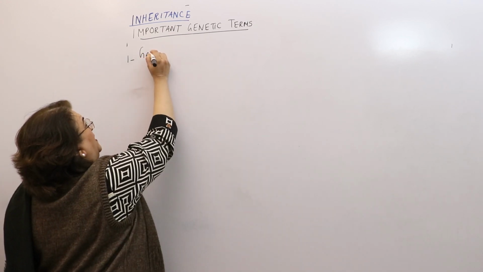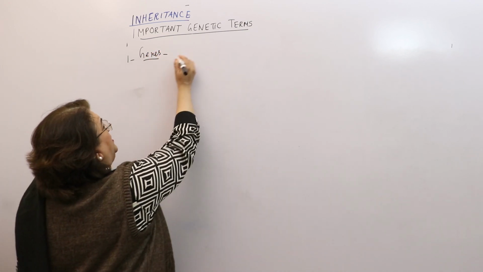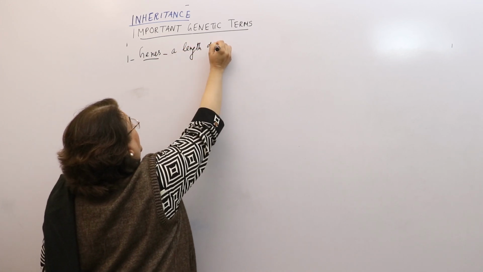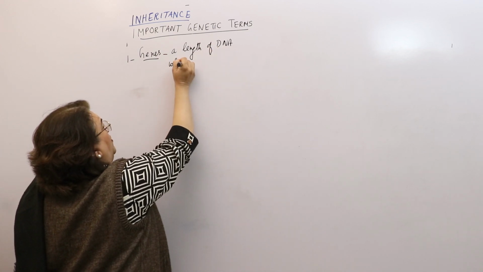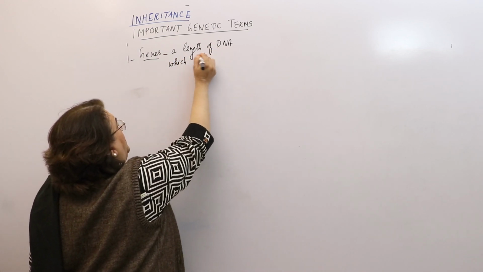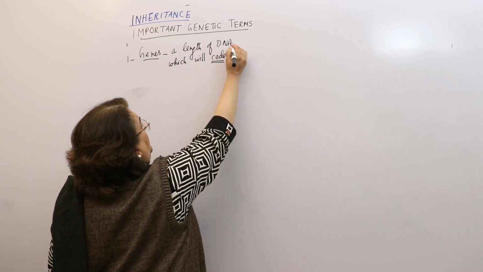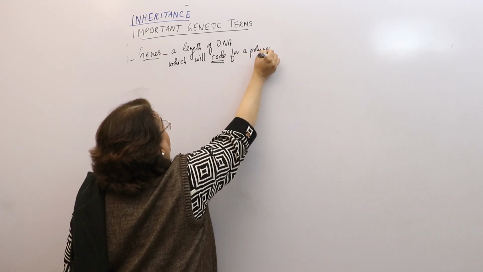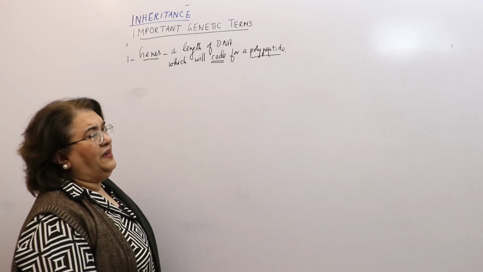Let's talk about genes. What is a gene? A gene is a length of DNA, you can say a segment of DNA, which will code for... So this word comes in again and again. The code means that it has a secret code. Code for a polypeptide. All right, and you can also say the word protein, but that's enough.